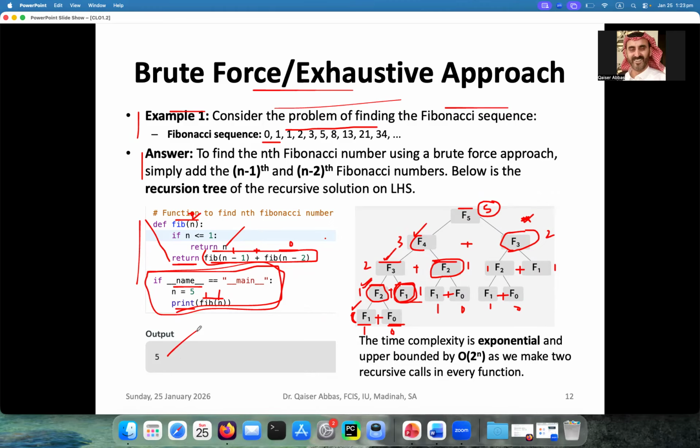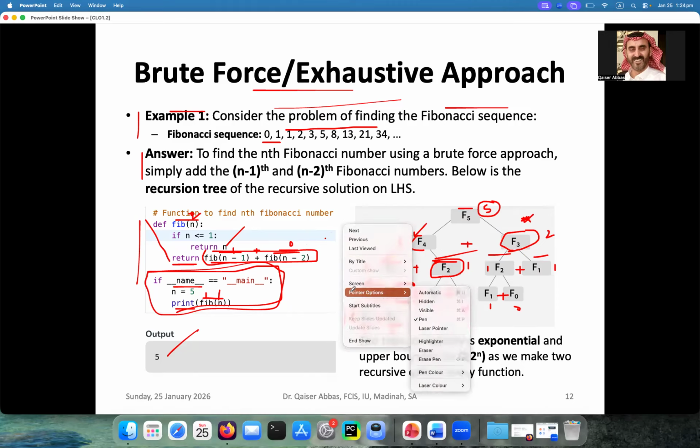Understood? And here you have, I don't know whether I have explained it well or not, but here you will have each and every call, like that, and each call is represented in this tree. Now the question is: what is the time complexity of this algorithm? Time complexity.